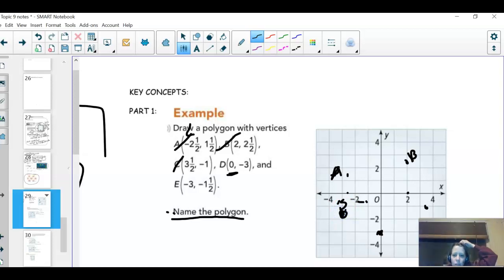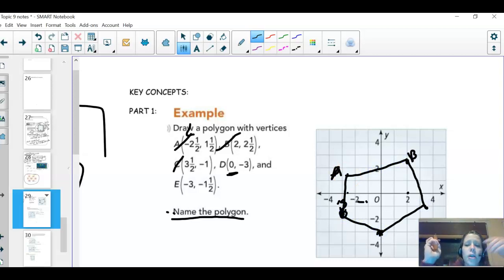Now, kind of lost my B. Okay. So now I'm going to connect them. So I have there, there, there, there, and there. So I'm going to count my sides.